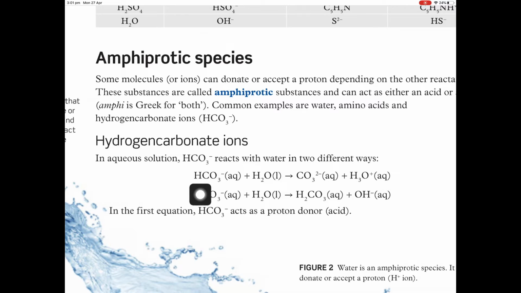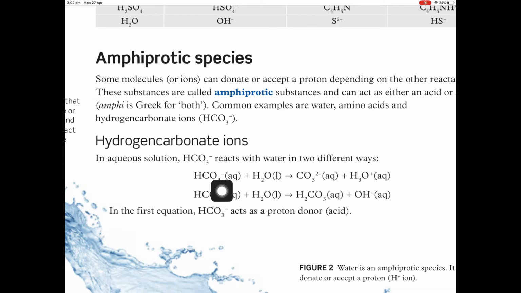The bicarbonate ion can act as both an acid or a base. So here we go, we've got two reactions, this one at the top, this one at the bottom. In both cases, the reactants are exactly the same. Bicarbonate ion reacts with the water molecule. But there's two different pathways here.